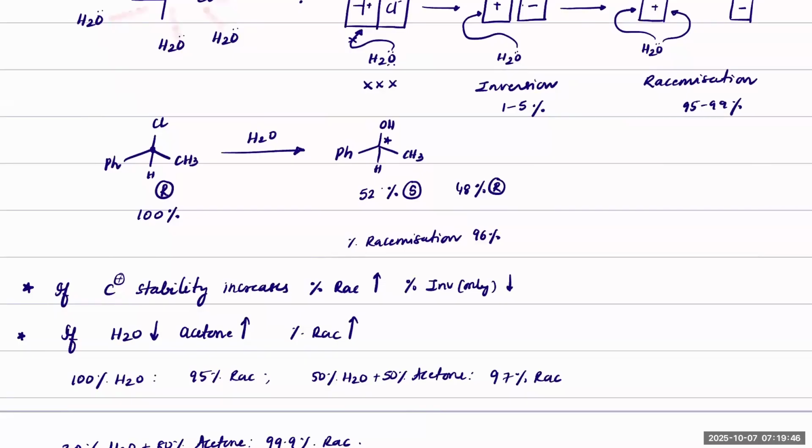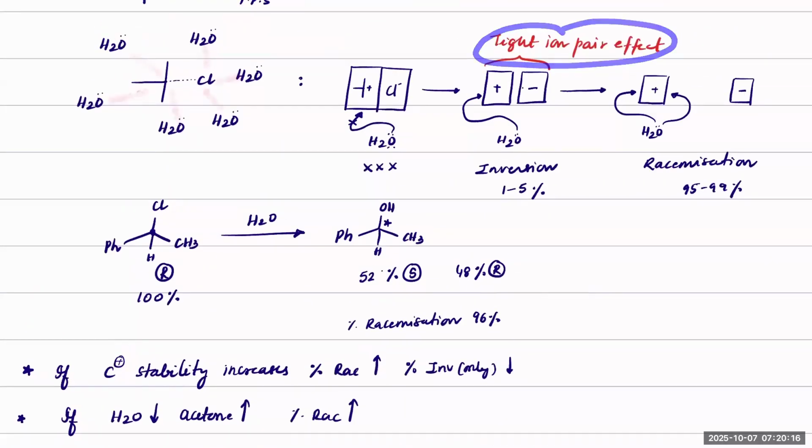That's why you will notice that if a compound is R configured in pure form, adding water, you may not get exactly 50% and 50% inversion and retention. You might get 52% of inversion and 48% of retention. So percentage racemization is 96%. Now why has this happened? This has happened because of the tight ion pair, 1 to 4% or 1 to 5% will be undergoing inversion before it can start racemization.